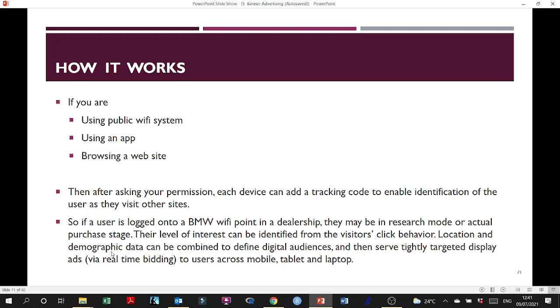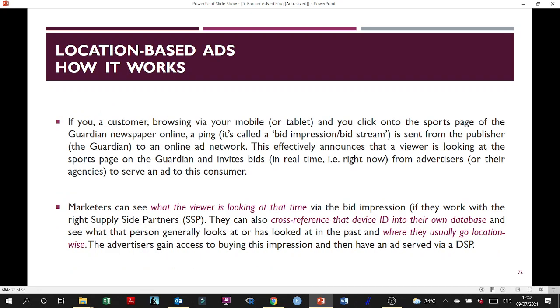Location and demographic data can be combined, of course. Demographic data about the user and the location data and its contextual data as well, like the weather, the temperature, and so on. I'm going to talk about an example where they utilize such weather information as well, based on the location, along with demographic data to define digital audiences. The digital audiences are part of the market target that you could push advertisements to, and then serve tightly targeted display ads so that in real time bidding they will be able to reach tablet users and mobile users.